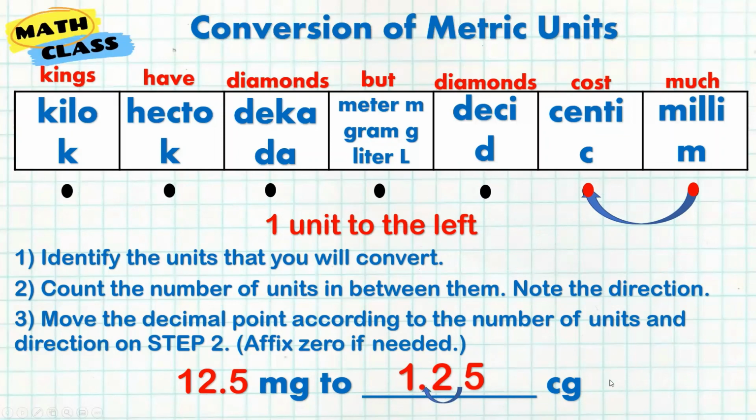So again, that's how you convert metric units. Take note, you just have to count the number of units in between them and take note of the direction. Make sure that you know if you're going to move to the left or if you are going to move to the right. So I hope you have learned something new today.